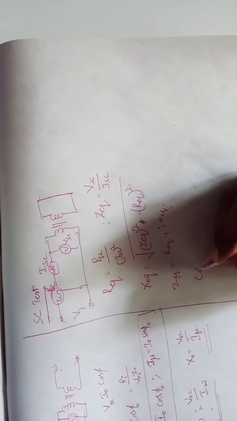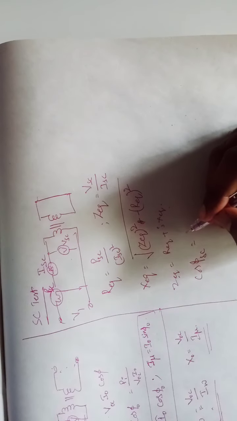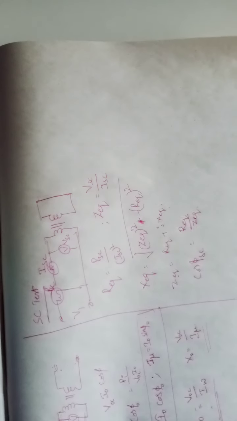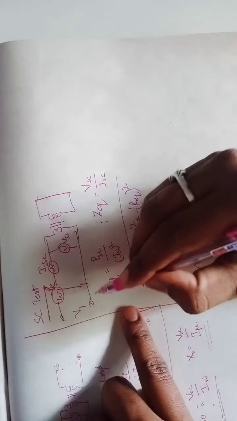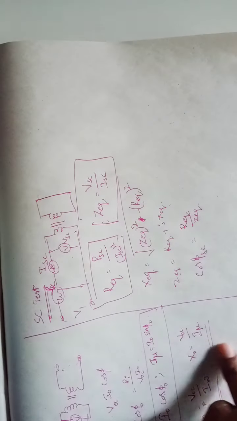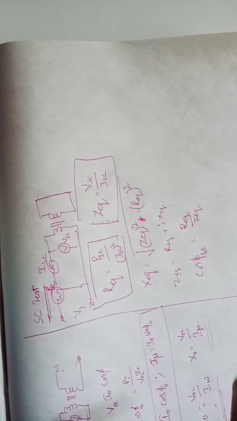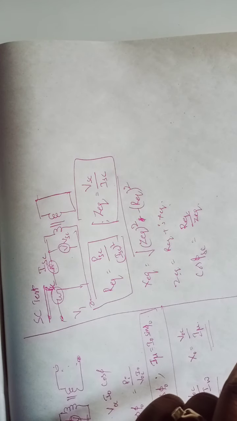To find cos phi SC, the power factor at the short circuit level, we have the R by Z formula, that is R equivalent by Z equivalent. So cos phi is equal to R by Z. Whatever you have learned in circuits is implemented here. Cos phi SC is equal to R equivalent by Z_SC. This is the analysis we have made on the SC test. It is very important, because by using the SC test you find the R equivalent, Z equivalent and X equivalent, and also the short circuit power factor.